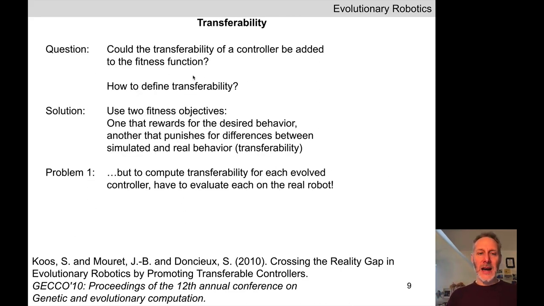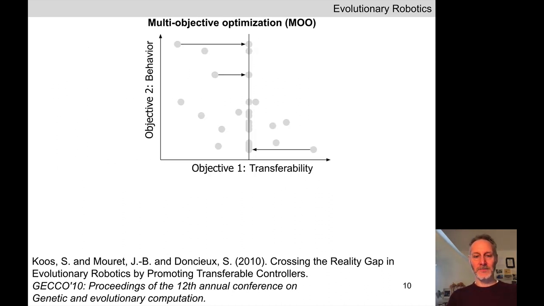Okay, so let's come back to where this experiment is going. We just had a look at the particular kind of evolutionary algorithm they're going to use to do this. They're going to evolve controllers to be transferable and rewarded for the desired behavior. But how do we compute transferability? At the moment, all we know is the only way to do this for each controller is to evaluate each one on the real robot. It's a bit of a problem. So how do we solve this problem? How do we compute transferability of a controller before we send it to reality?